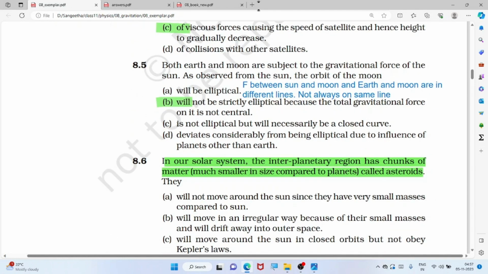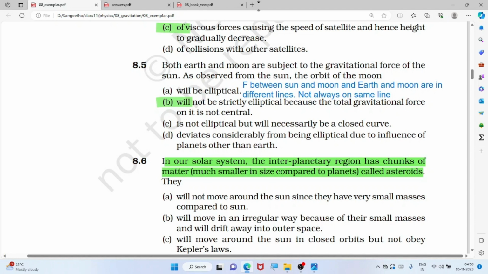Both Earth and Moon are subject to the gravitational force of the Sun. As observed from the Sun, the orbit of the Moon will not be strictly elliptical because the total gravitational force is not central. Not central means the forces are not aligned in the same direction between the centers. For example, the forces between the sun and moon and between the earth and moon are along different lines. They are not always on the same line.